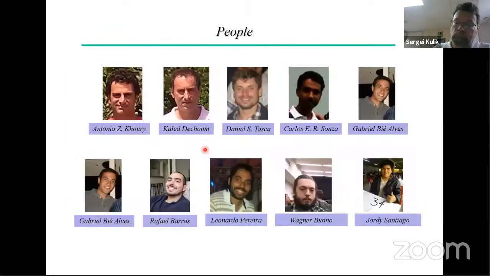Okay, so these are the people involved in the works shown here. It's myself, I'm responsible for the quantum optics lab in our university. Khaled Shum is a theorist, a permanent theorist. Daniel Tasca is an experimentalist working with the OAM beams. He did his postdoc a long time ago with Miles Padgett. Carlos Souza works on the OPO experiments. Gabriel Alves was a postdoc, but now he was promoted to a permanent position in our group. He is also working on the OPO experiments. Rafael Barros is a PhD student. Leonardo Pereira is a postdoc working on the theoretical part. Rafael works on the OPO experiments and theory.